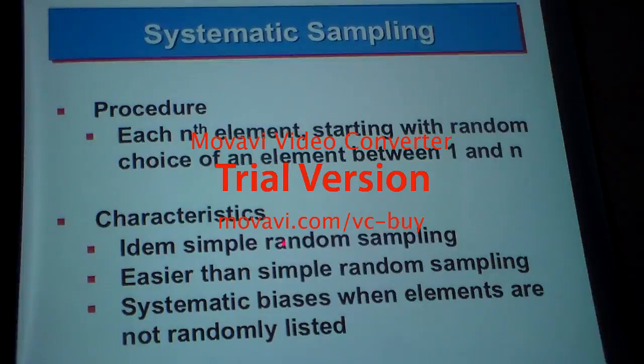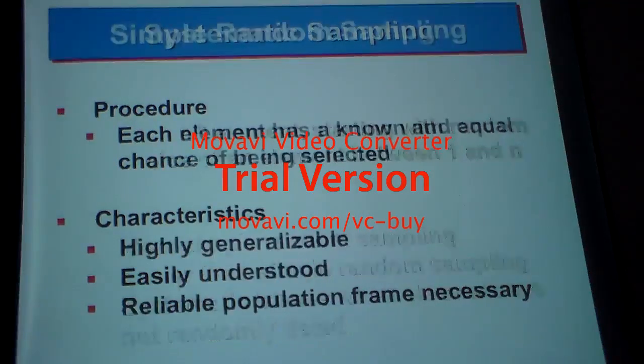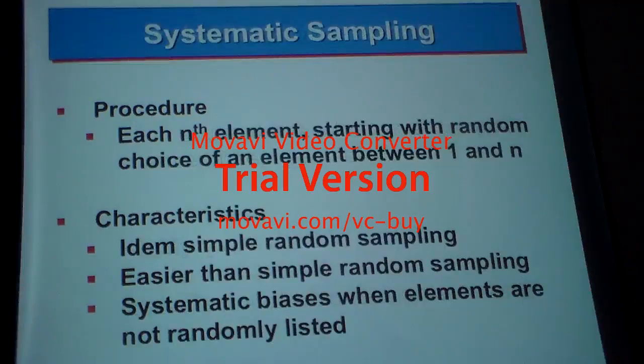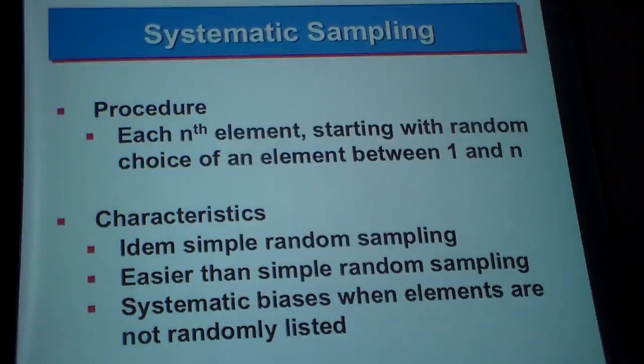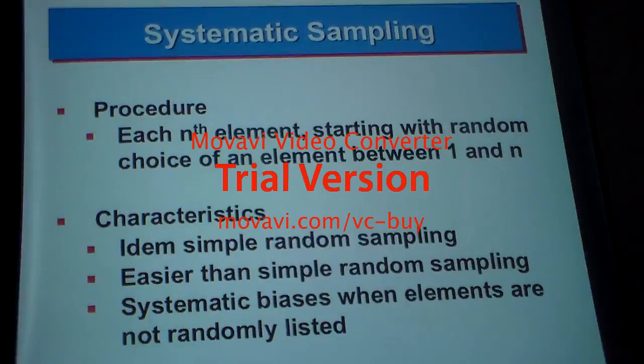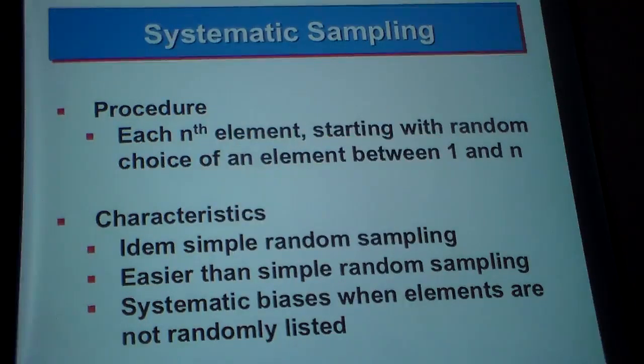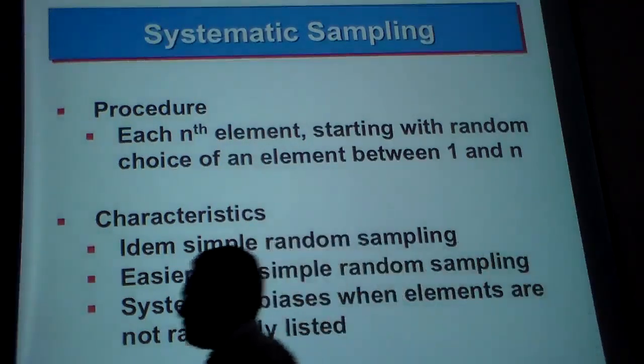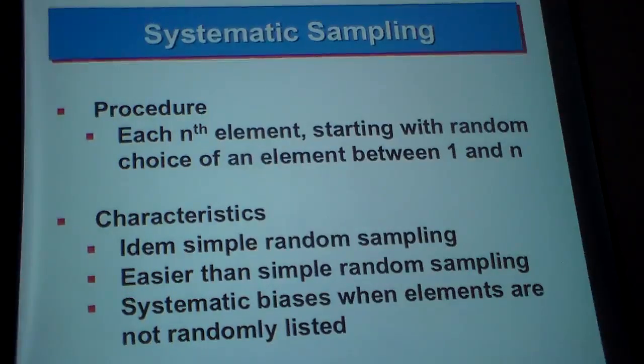The characteristics: it is simple, like simple random sampling. It is easier than simple random sampling because it determines the borders of the sample. So it's easy. But there is systematic bias when elements are not randomly listed. If the elements themselves are not randomly listed inside the sample, this kind of systematic bias can happen.